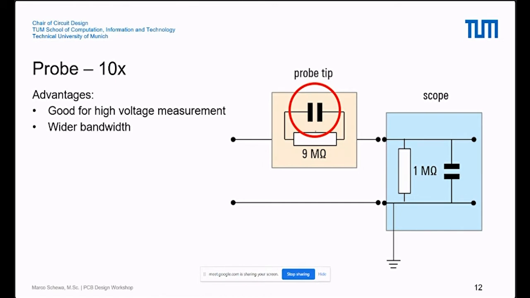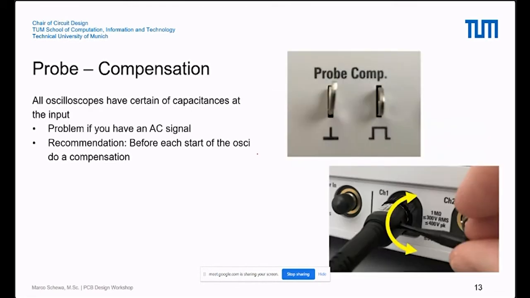And if you take the 10 times probes, what you do is put a resistance and capacitance in parallel on the line, the probe line. It is very nice for high voltage measurement because you divide the voltage here 10 times. So if you have 100 volts here, then you have here 10 volts, what you measure. This is from the circuit. And you have, of course, a wider bandwidth because of the capacitance here. So the wider bandwidth is very nice then for measuring high frequency signals.